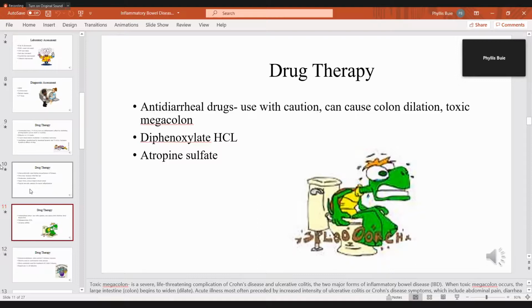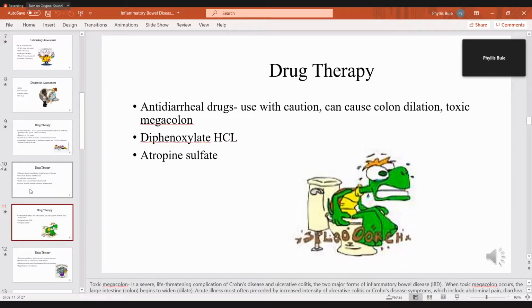Antidiarrheal medications is another group of meds that can be used, but we have to use those with caution, because if we give them too much and then we cause them to not have any stools, then they can actually end up with a toxic megacolon and possibly an obstruction. So we want to be very careful about that. And we've already talked about the toxic megacolon and how life-threatening it can be. And it is a common complication of Crohn's disease and ulcerative colitis.